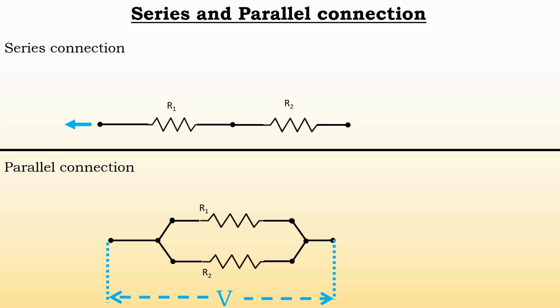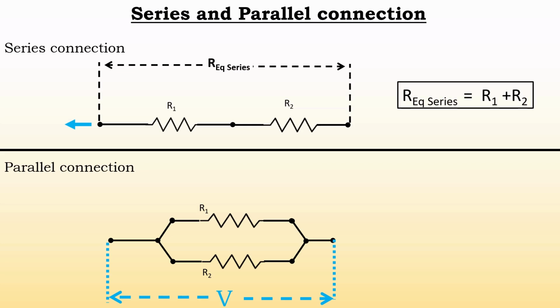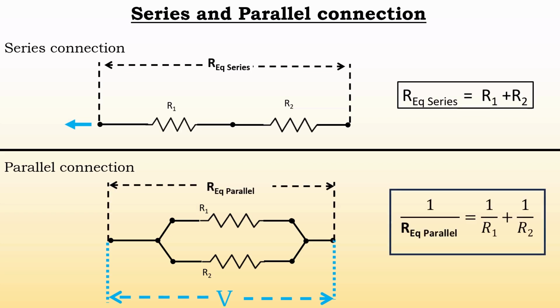Now let us talk about effective resistance. For a series connection, the effective resistance is simply equal to the sum of individual resistances. For a parallel connection, the reciprocal of the effective resistance is equal to the sum of the reciprocals of the individual resistances. Instead of treating this as a purely mathematical rule, let us understand the physical meaning behind it using fluid flow.